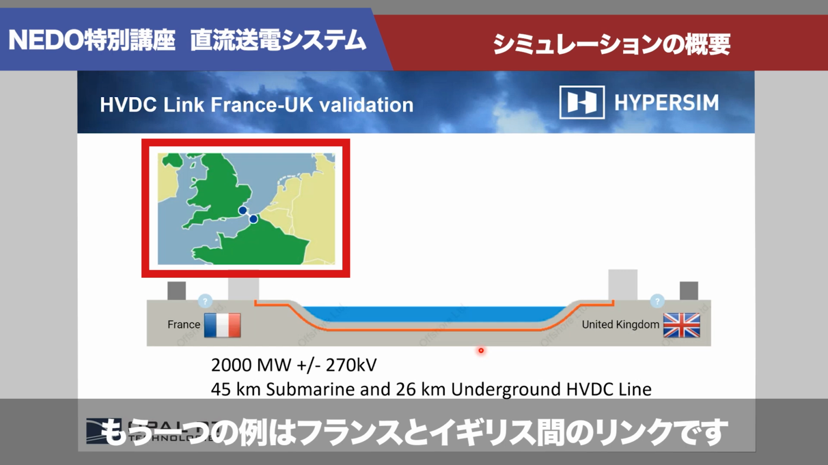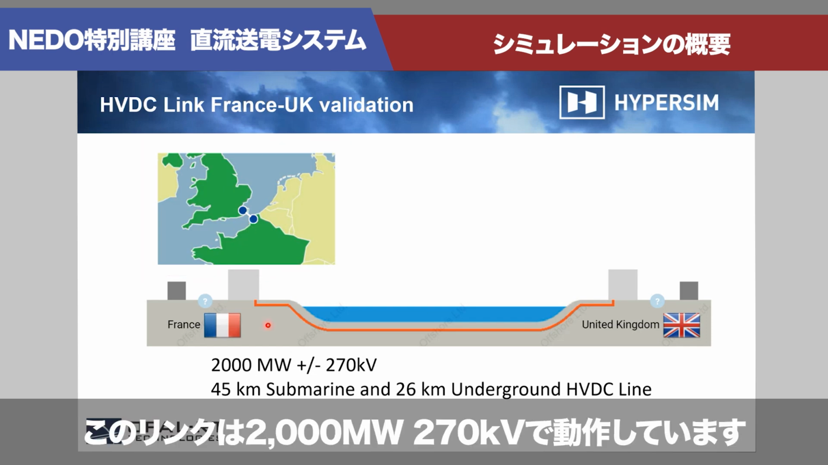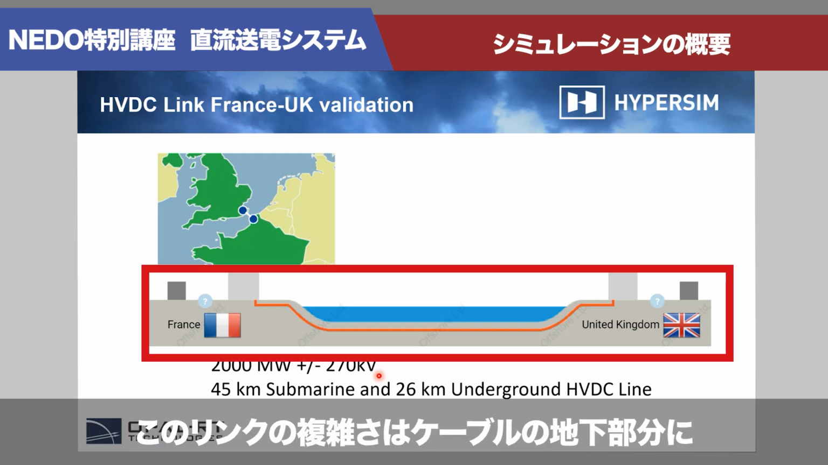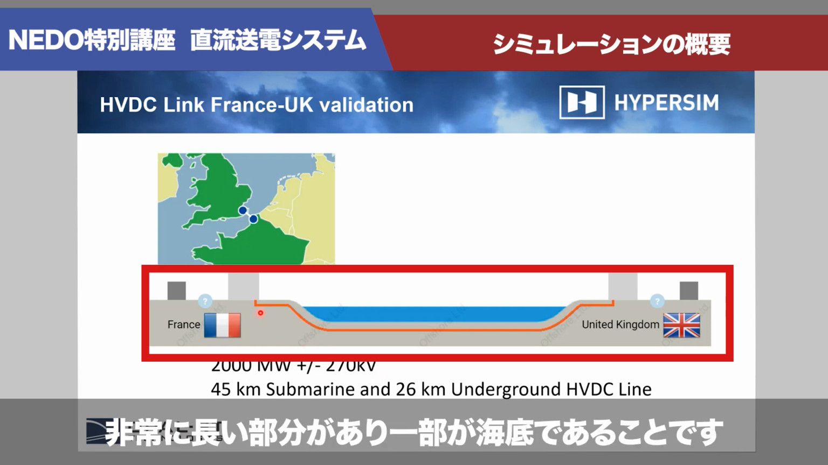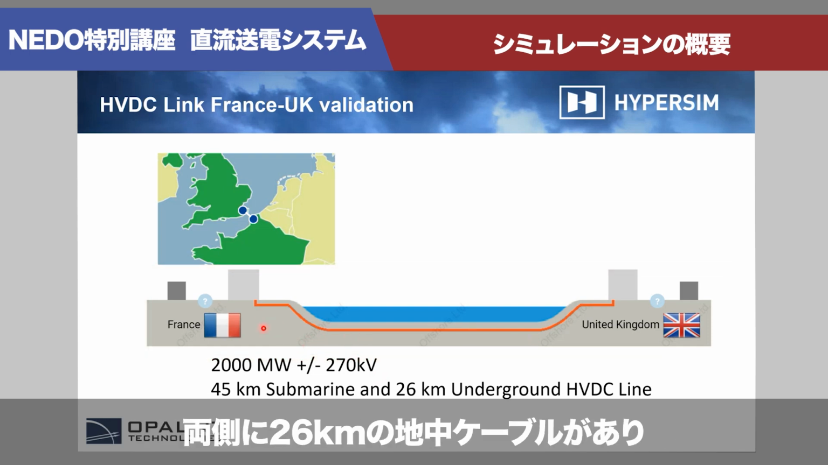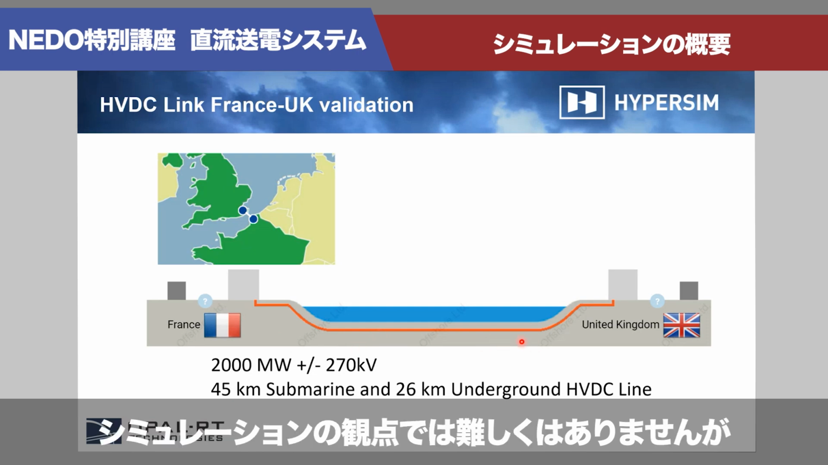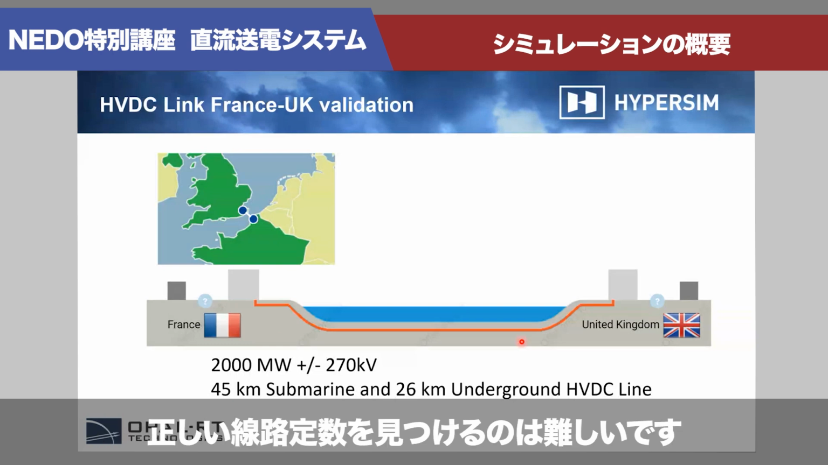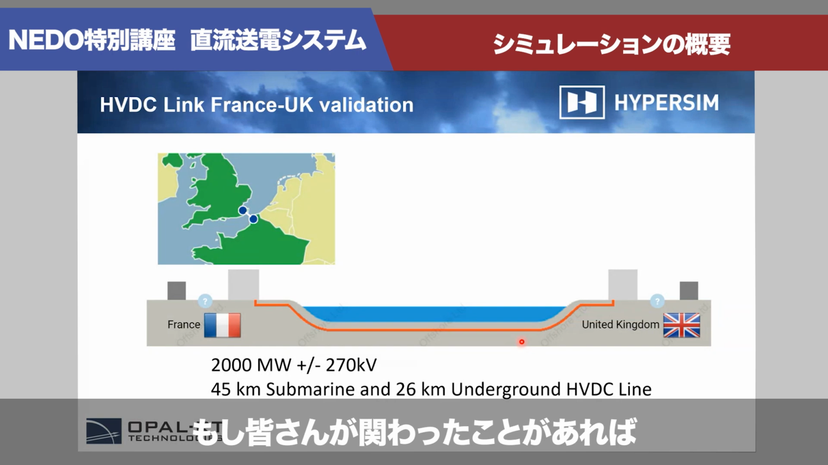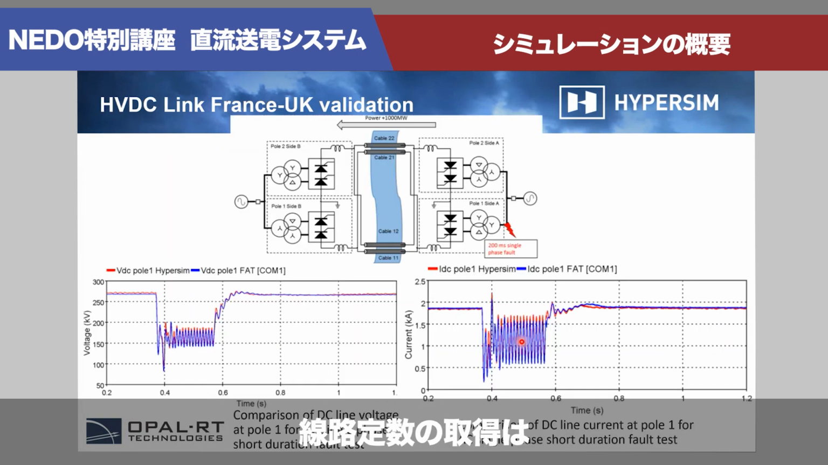There's another one, again between France and UK, you can see on the map over here. That link is 2000 megawatt, working at 270 kV, but the complexity of this link is that the underground cable has a very long portion which is submarine. So you have 26 kilometers underground on both sides and 45 kilometers submarine, which is not difficult in terms of simulation, but it's difficult in terms of finding the correct line parameters to be simulated. If any of you have experience in that, line parameters are quite difficult.